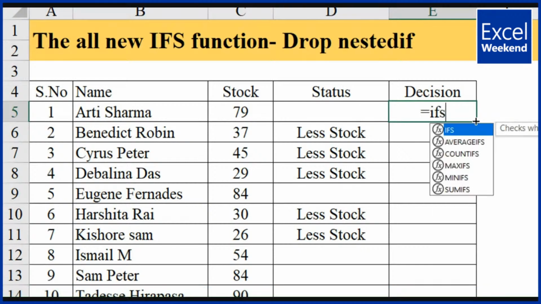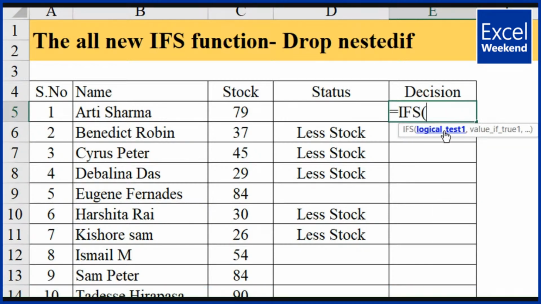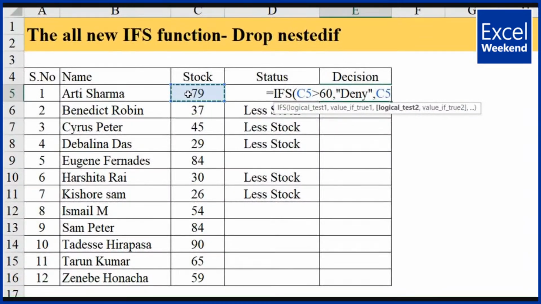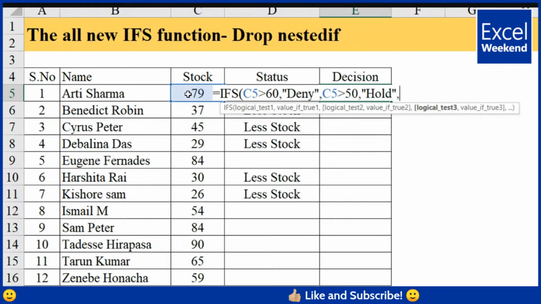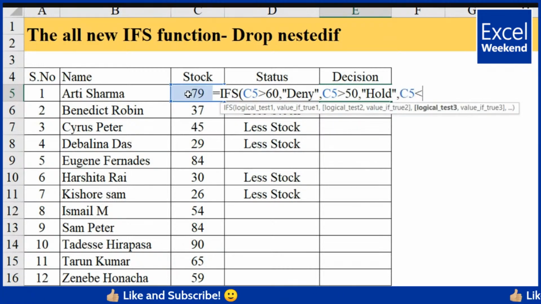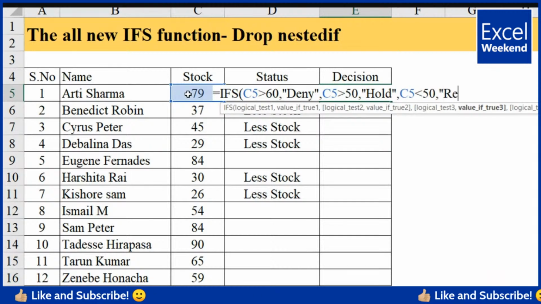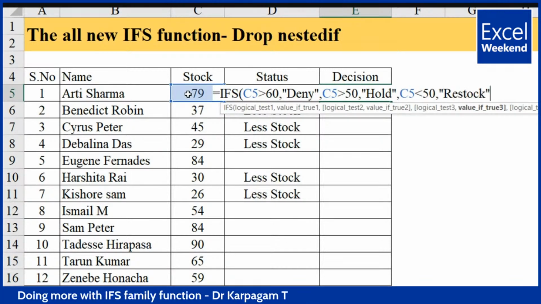Pass in the IFS function. What is the logical test? I'm checking if their stock level is greater than 60, deny. Second level, if their stock is greater than 50, hold. Any time their stock level may come down. And if their stock level is lesser than 50, then restock. So these are all the conditions that I've specified.